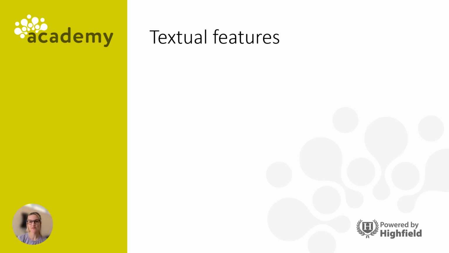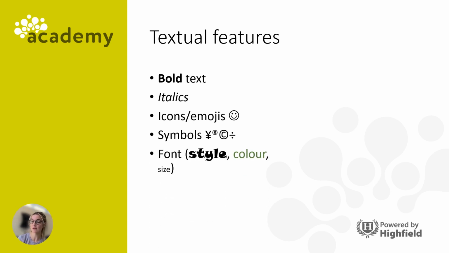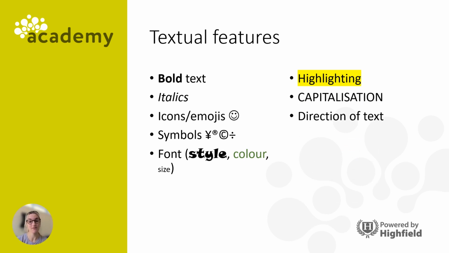Now, textual features are a little bit different to organisational features in that they are within the body of the text itself and less about what the text looks like as a whole. Now, some common textual features include bold text, italics, icons or emojis, symbols, font in terms of style, colour or size, highlighting, capitalisation, direction of text, and finally, underlining.